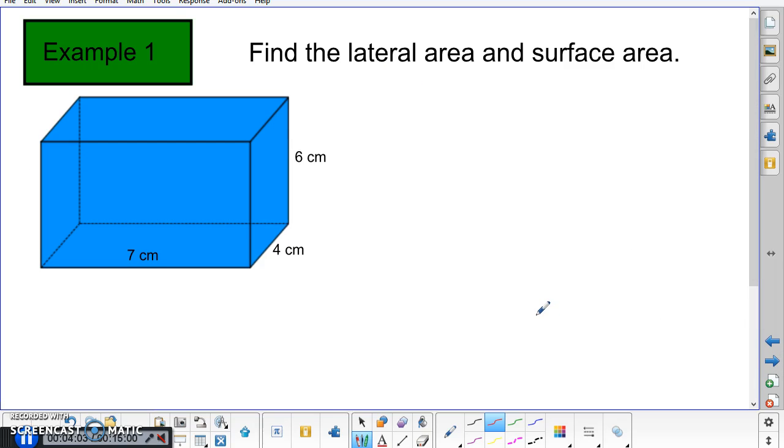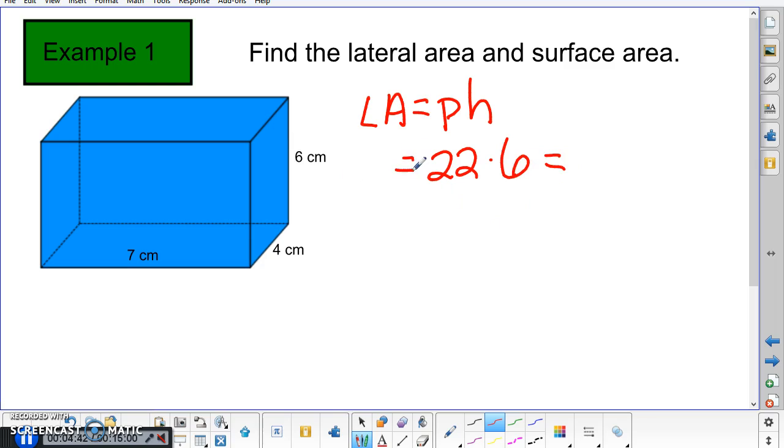Now we need to do an actual example. So let's start by finding the lateral area. Remember that is the perimeter, P, times the height. So let's find all of those things. The perimeter of the base, 7 plus 4 plus 7 plus 4. So 7 plus 4 essentially times 2. So the perimeter is 22. The height then would be the 6. 22 times 6, that would be 132 centimeters squared.